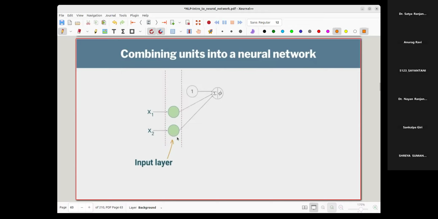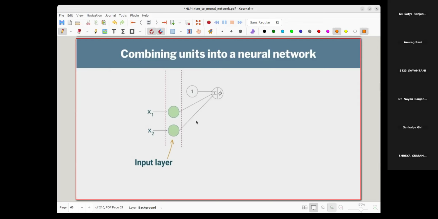Now we have a neuron. I have one neuron. That means I am feeding the value of x1 to this neuron, x2 to this neuron, and I have a bias, this one. Already we know that the bias value is 1, so it is there.